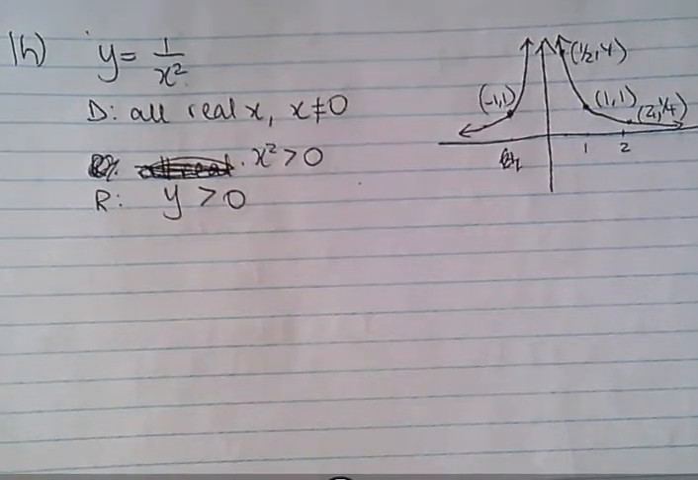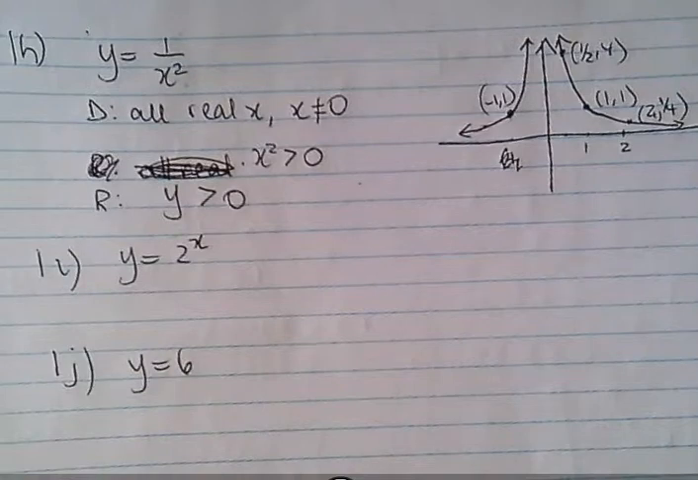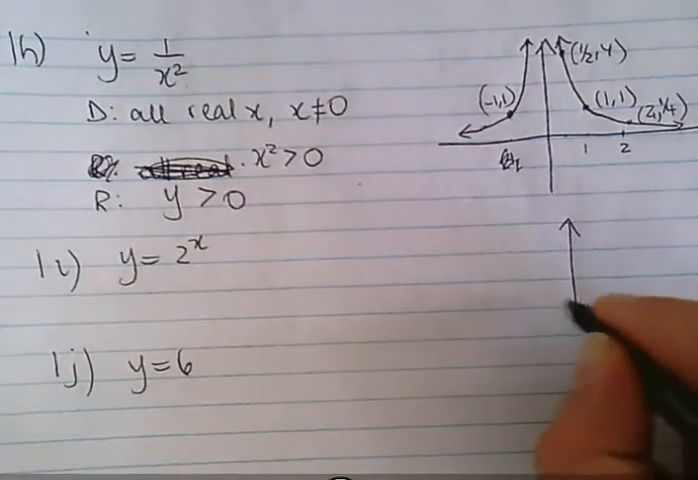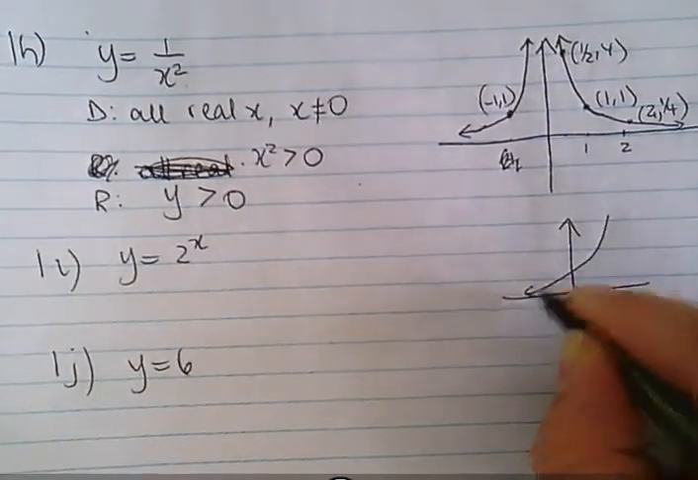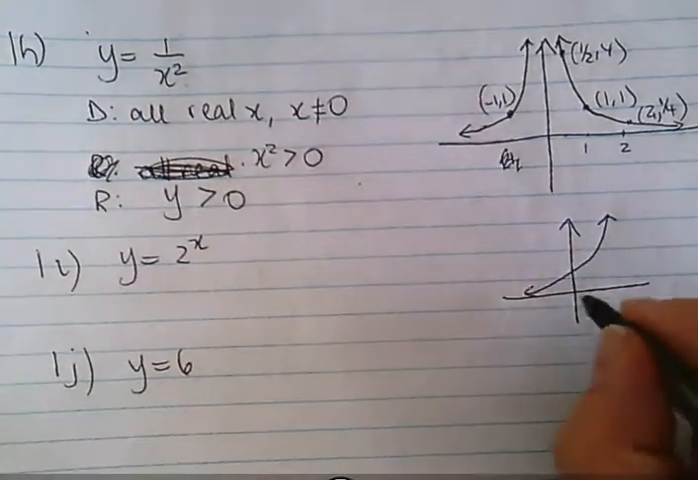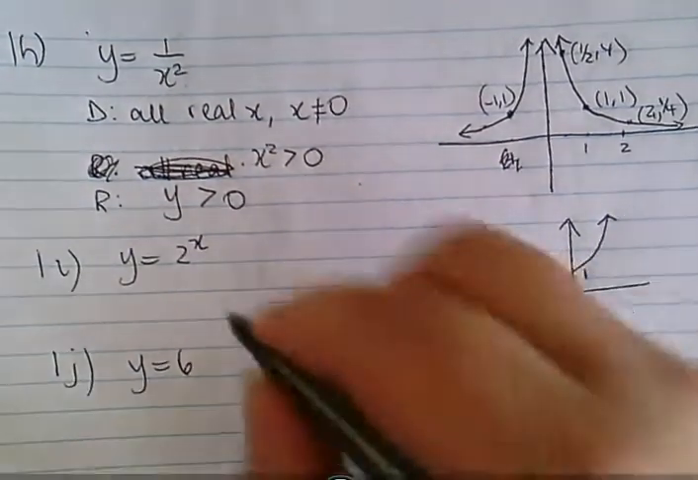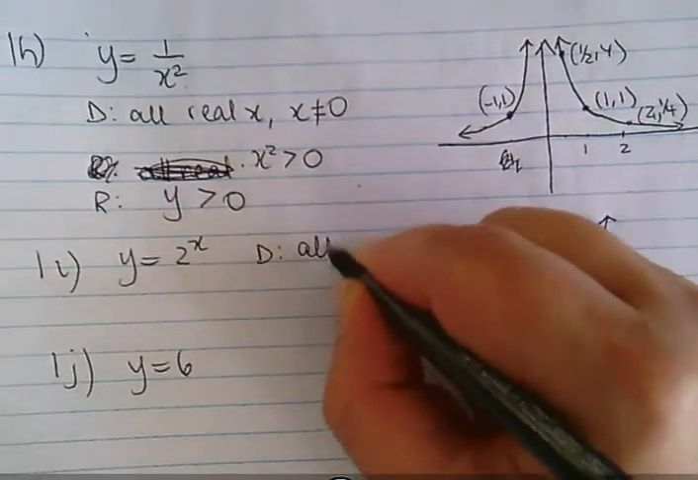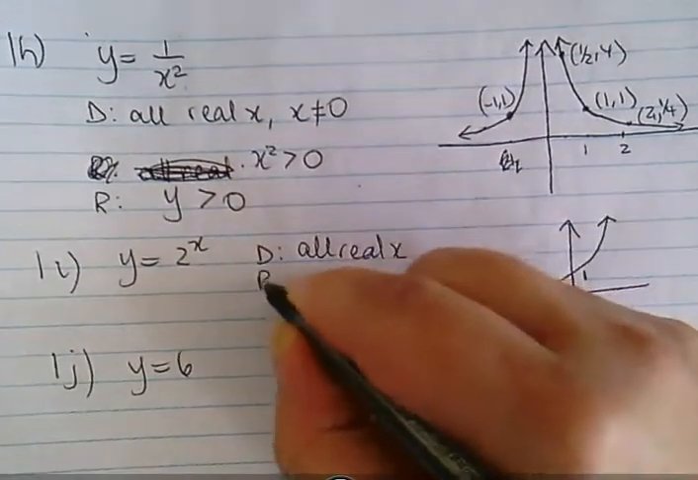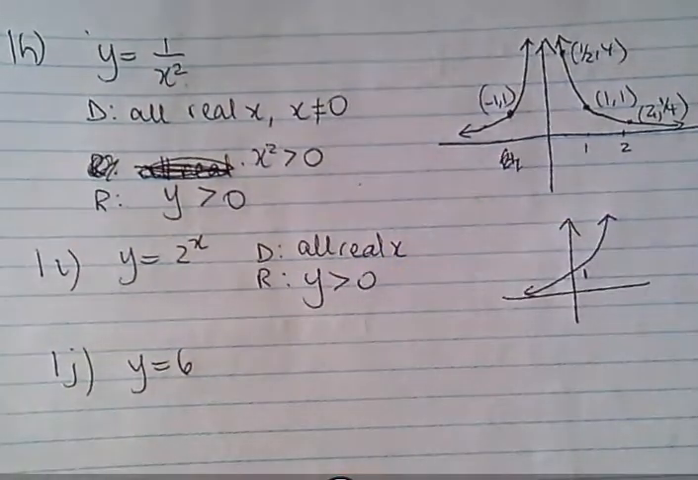y equals 2 to the power of x. Do you know what it looks like? It's a, yeah, and you know what? Yeah, that's what it looks like. Cuts through at 1. So what's your domain? All real x, and range, y is greater than 0.